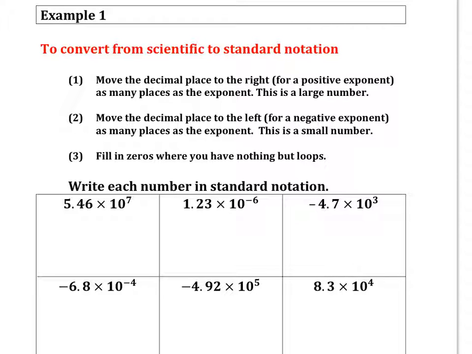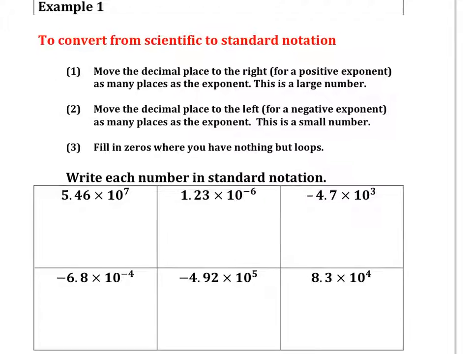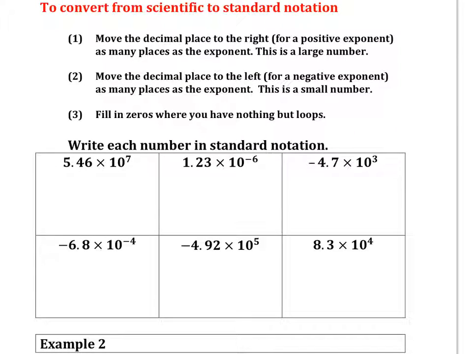Okay, so to convert from scientific to standard notation, I'm not going to bore you with reading those because you can read over them. When you're in scientific notation and you have a positive exponent, you're going to move to the right as many places as the exponent is. So when we have 5.46 times 10 to the 7th, I need to move my decimal place 7 times. 1, 2, 3, 4, 5, 6, 7.